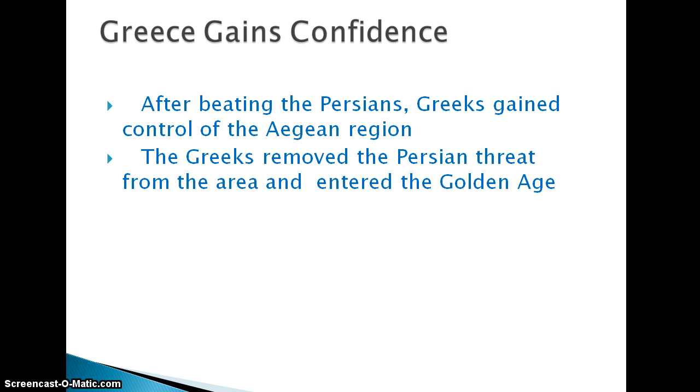Now, Greece does gain confidence as they're getting their city-states together, and after beating the Persians, the Greeks gained control of the Aegean region. The Greeks removed the Persian threat from the area and entered what they called the Golden Age.